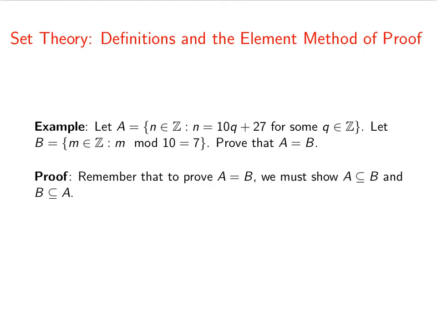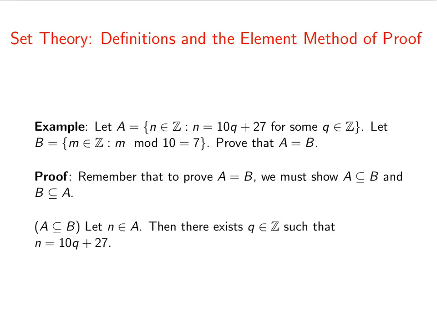So in our proof, remember that in order to show that A is equal to B, we have to show two things: A is a subset of B, and B is a subset of A. All right, so in order to show that A is a subset of B, we always start by choosing an arbitrary element n of A. Then we can say that there is an integer q such that n is equal to 10q plus 27. That was the definition of what it meant to be in the set A.